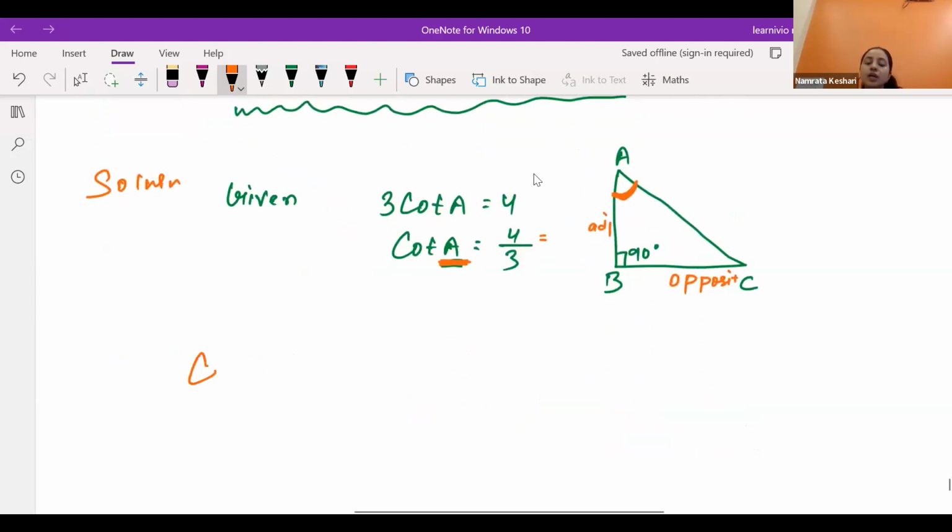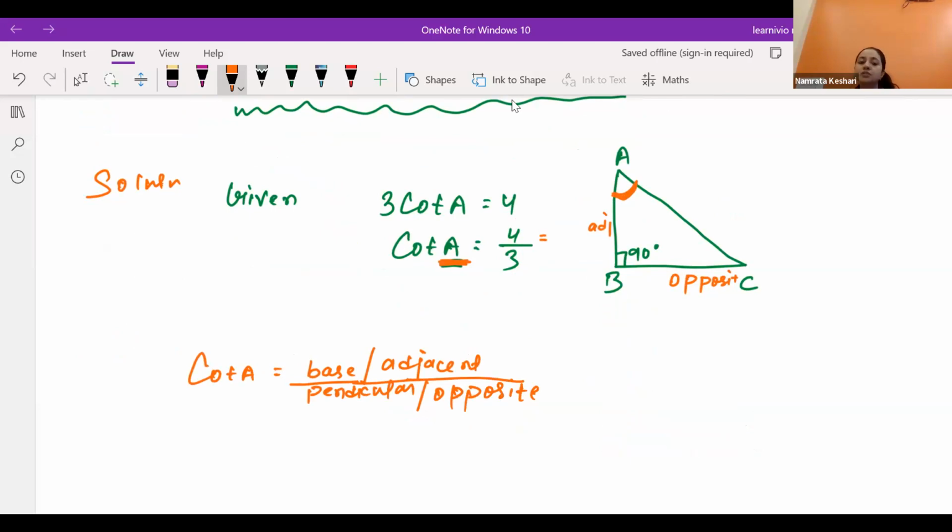So I'm writing over here that we know that cot is base over perpendicular, or this base we also call as adjacent side and perpendicular as opposite side. So whatever name you are using, it's completely okay. Either you are saying adjacent over opposite, fine. If you are saying base upon perpendicular, fine. These are just synonymous words.